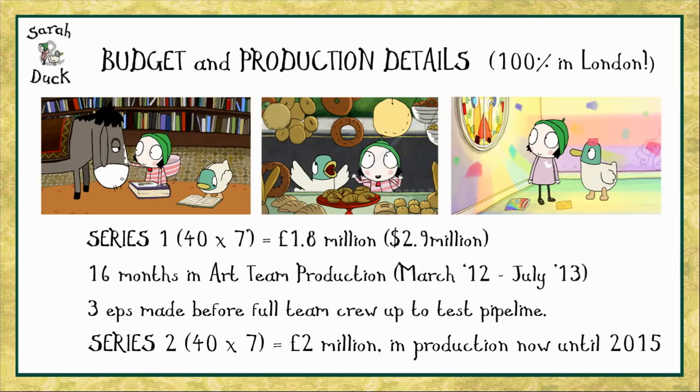In the first series of Sarah and Duck, we made 40 episodes in the space of about 18 months when we were up to speed in production. All of that was 100% in London, which, yeah, I said we were really adamant about. And I think for our first show, even though we've been doing commercial work for, say, 5 years before that, we were really keen that for our first series we handled it as closely as we could do.